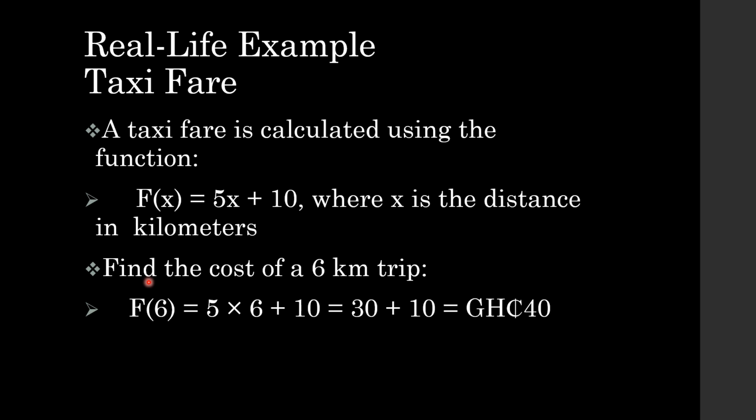So first, we want to find the cost of a 6 kilometer trip. You want to travel a distance of 6 kilometers. What amount are you going to pay? Here we learned that x is the distance in kilometers. So if I want to travel 6 kilometers, it means that the input is 6. Anywhere I see x, I will substitute the 6 kilometers, and that will give us 5 times 6 plus 10, which is 30 plus 10, and the result is 40 cedis. It means I'm going to end up paying 40 Ghana cedis based on the modeled function as a machine. Good. Let's move to the next example.